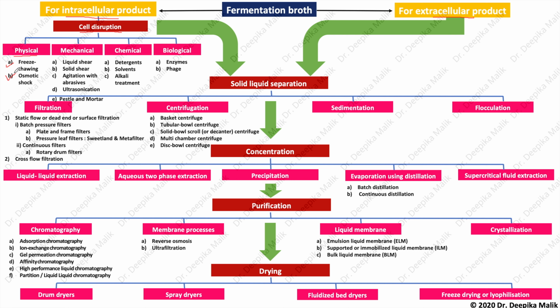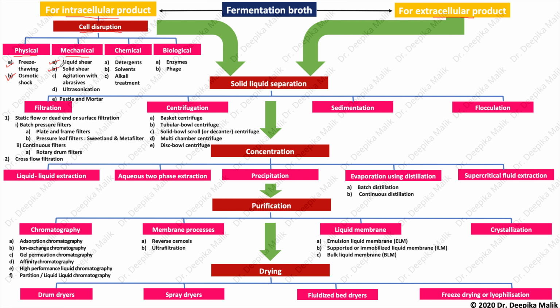In osmotic shock, a cell from an isotonic medium is transferred to distilled water, which is hypotonic, and this will result in a rapid influx of water into the cell, causing it to burst. Mechanical methods include liquid shear, where the cells are lysed by forcing them to pass through a narrow space, leading to shearing of the cell membranes.